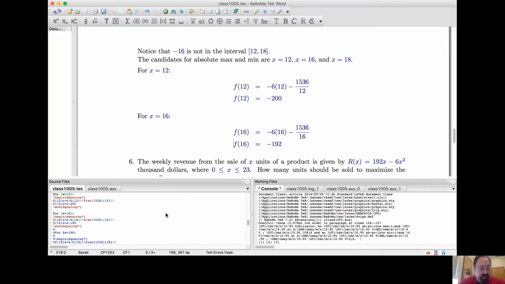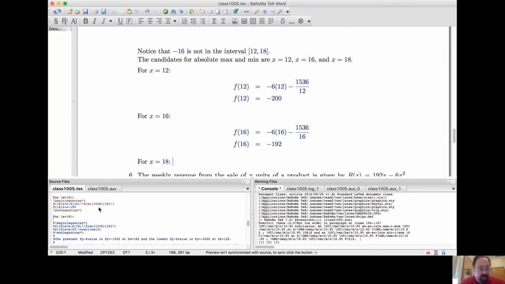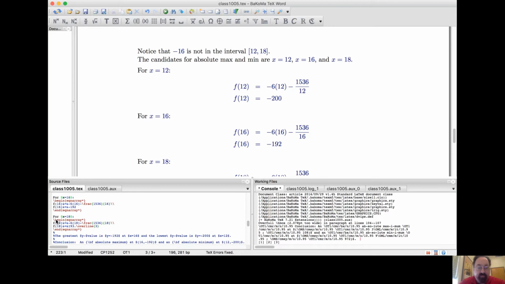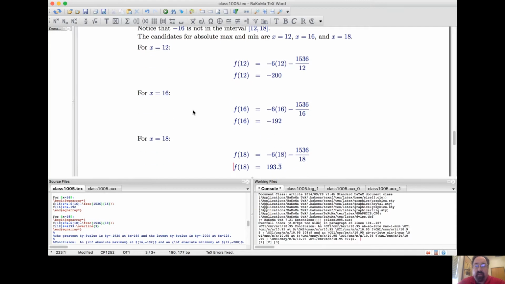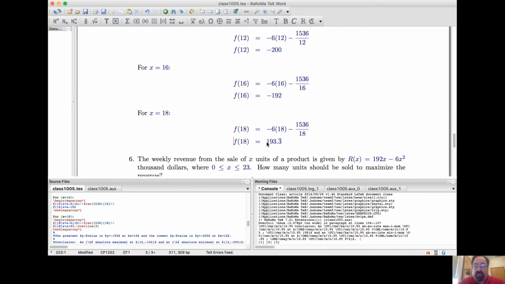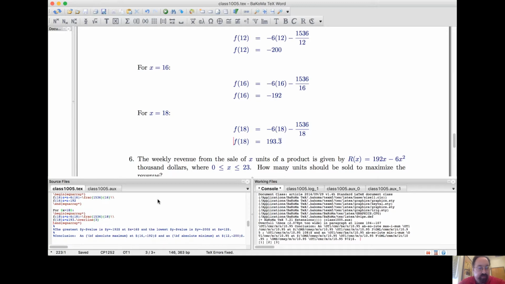This value is greater. But then let's see what happens at x equal to 18, so the other endpoint. And we get this very positive value, 193.3 repeating. So here is where the absolute maximum occurs, and then the absolute minimum is at the other endpoint at x equals 12.